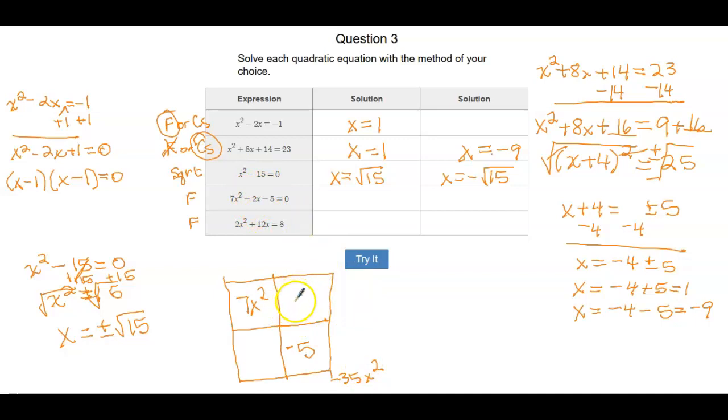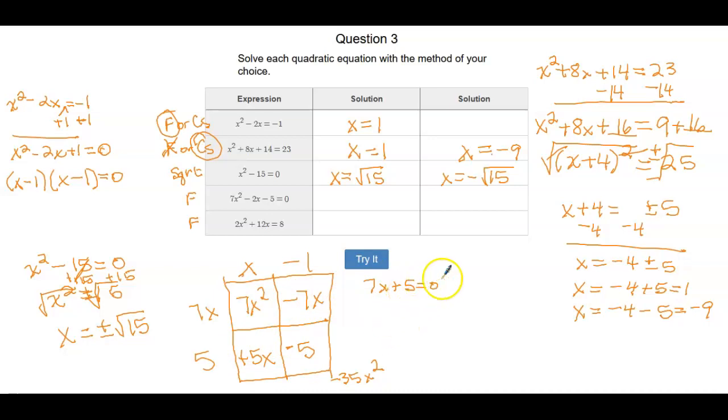So that would be negative 7x and positive 5x. So the GCF for these two here would be 7x, and then I need another x up here, I need 1 over here, and then I need a 5 down here. So we would have 7x plus 5 is equal to 0.